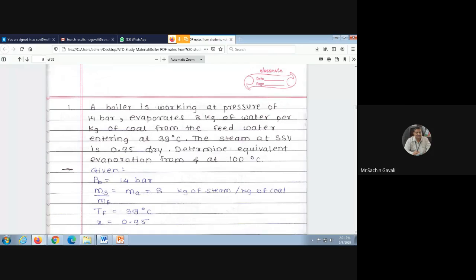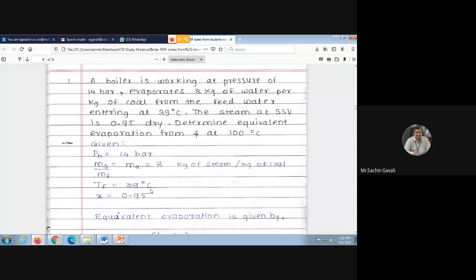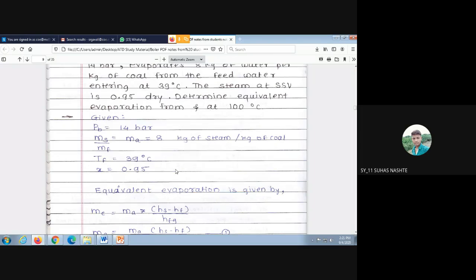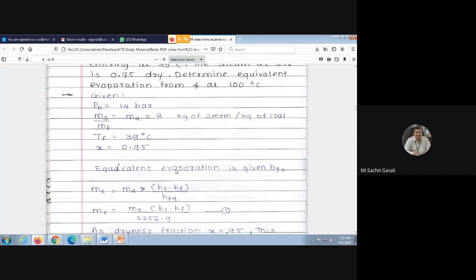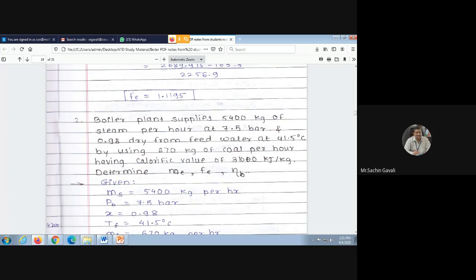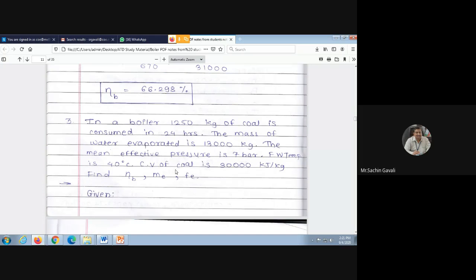Okay, so this we have taken, 14 bar. For this numerical we have taken na. First numerical: boiler is working at a pressure of 14 bar. Somebody can help me. 8 kg, 39 degrees Celsius feed water temperature. Is it completed? Completed, sir. The boiler is working at a pressure of 14 bar. Completed. Okay. Boiler plant supplies 5,400 kg of steam. This also completed.